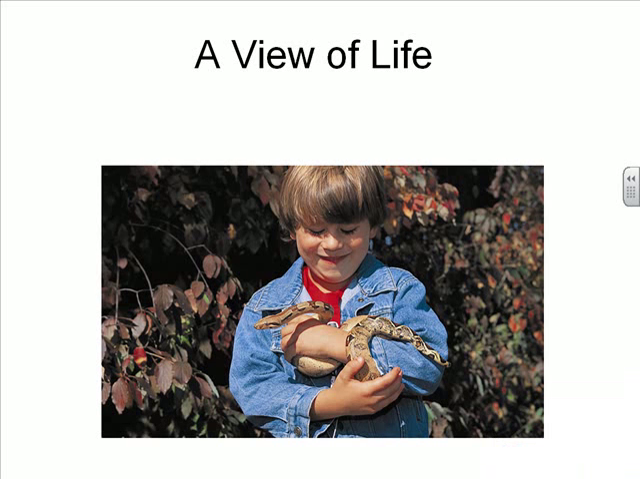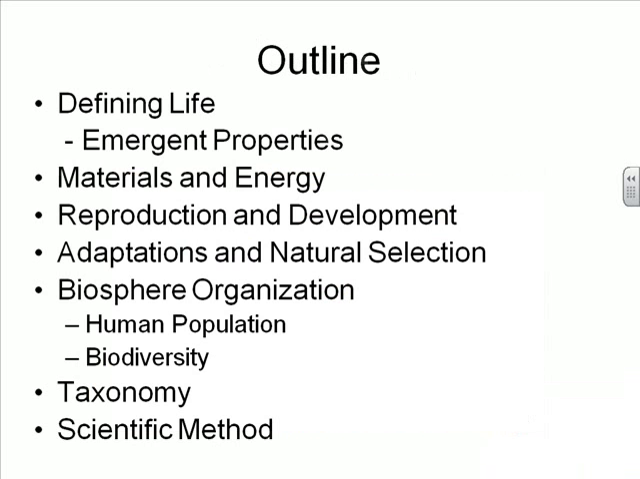I want to begin by looking at a view of life. In this chapter, we will define life, describe the emergent properties of living things, looking at how they gather materials and energy, how they reproduce and develop, how living things can adapt and go through the process of natural selection. We'll also look at the organization of the biosphere and how we name scientific organisms, the taxonomy, and then take a brief review of the scientific method.